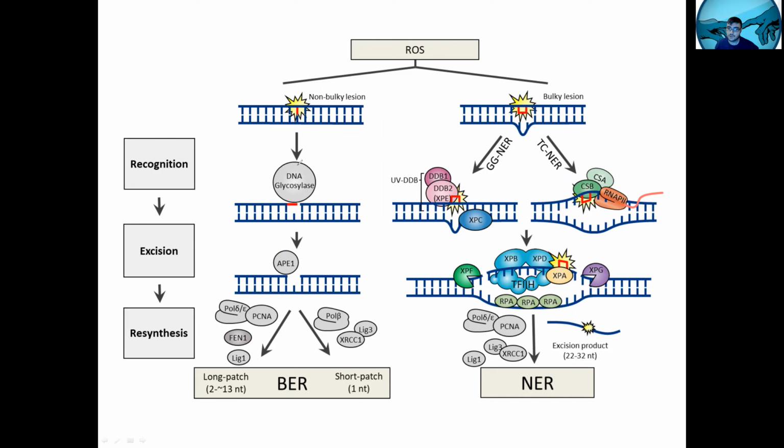You have a small lesion, you have DNA glycosylase that comes in to recognize the damage, and calls in something like an endonuclease to fix it, and polymerase comes in and fixes it. Whereas with nucleotide excision repair, which we're talking about, there's a big bulky lesion, a big lesion of damage.